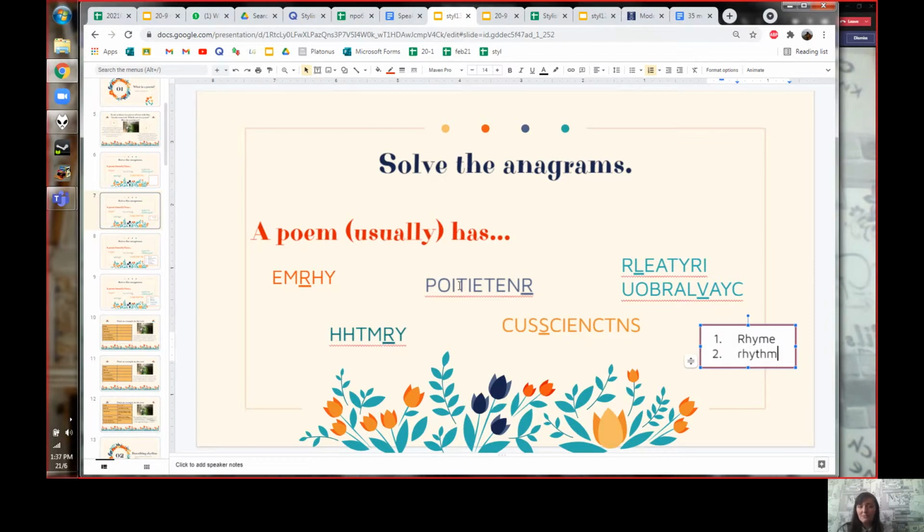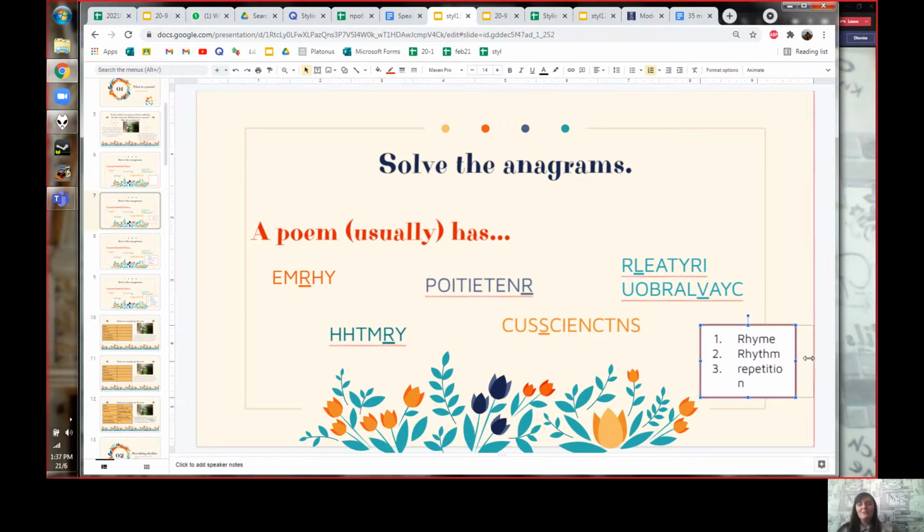What else does a poem usually have? Well, this word here, it means saying the same thing again and again. For example, when you sing a song, there's often one part of the song that they sing once, and then they sing it again, and then they sing it again, right? It's called the chorus. So what is this noun for saying something again and again? The verb is to repeat. The noun is repetition. I can't spell repetition.